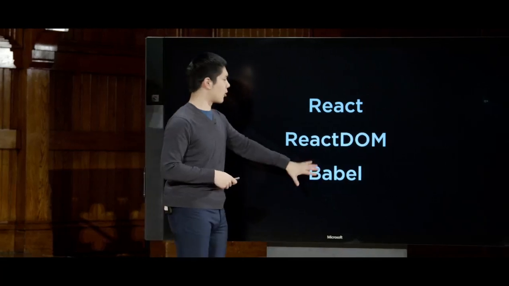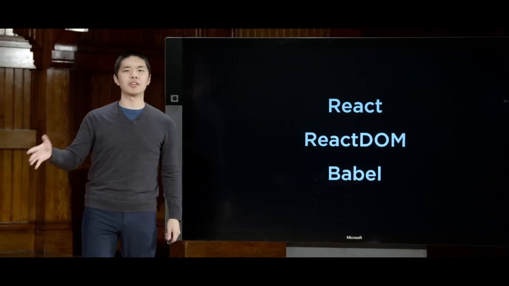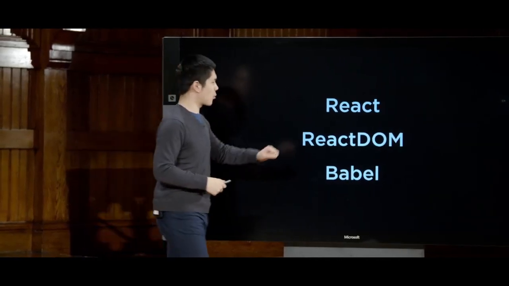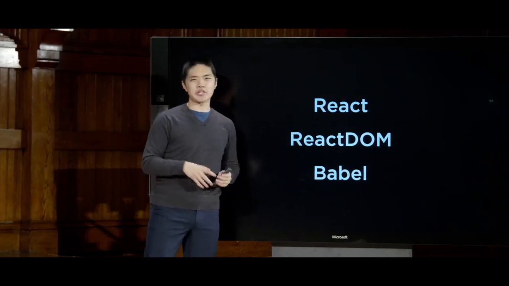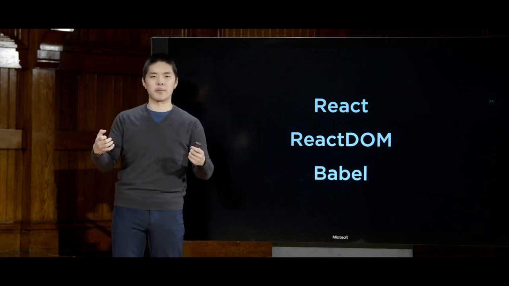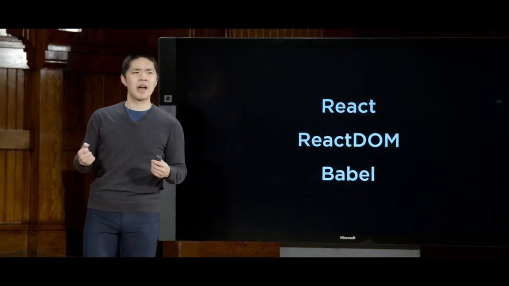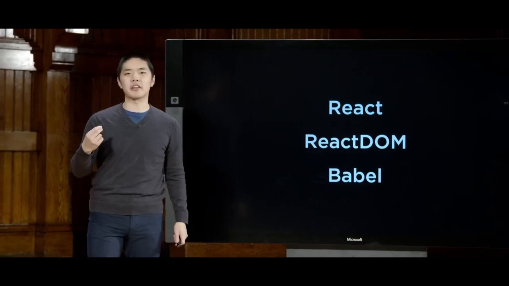And then finally, Babel is going to be a package that we're going to use in order to translate code from one language to another. It turns out that when we're writing React code, we're not actually going to be writing JavaScript. We're going to be writing in an extension to JavaScript known as JSX. And JSX is going to be an extension to JavaScript that looks a lot like JavaScript, but has some additional features.